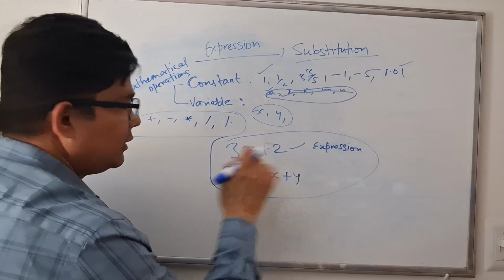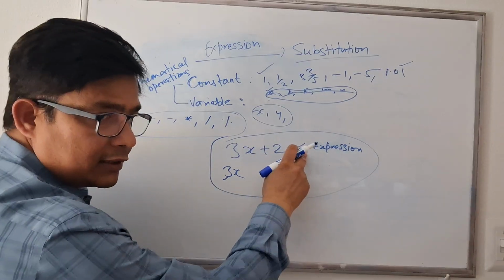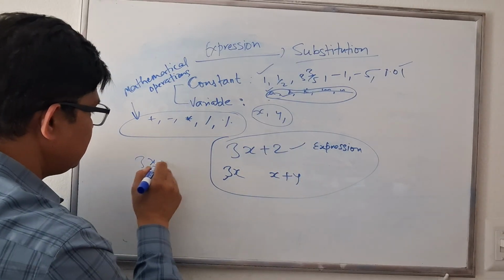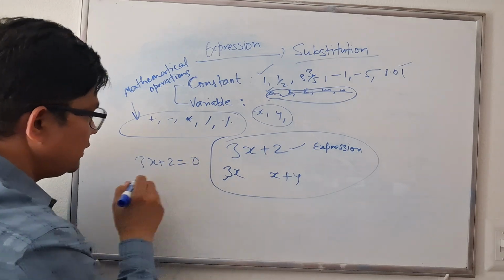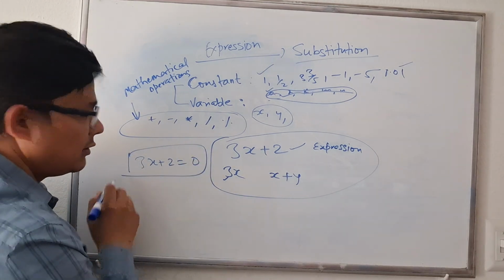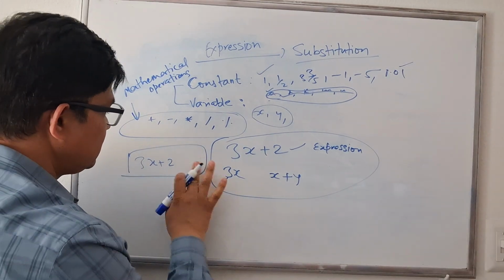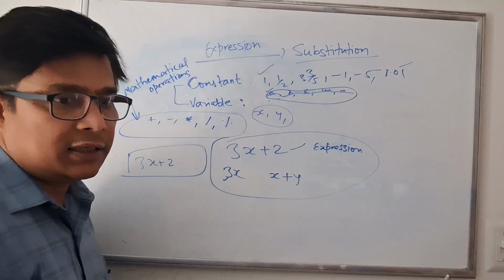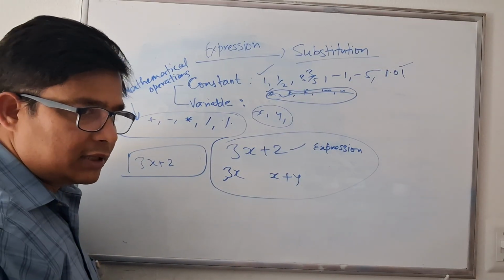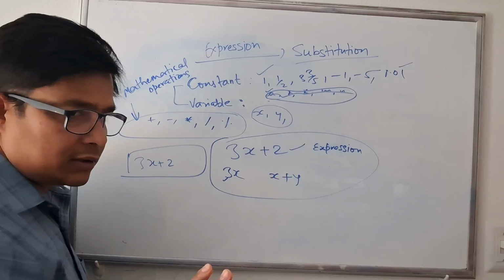And it's not equal to anything. If you write 3x plus 2 is equal to 0, this becomes an equation. But if it's just 3x plus 2, it's an expression. Got it? So no confusion about the expression.